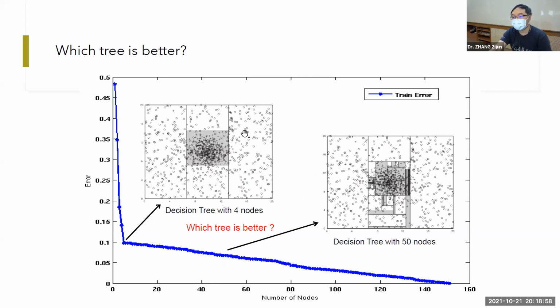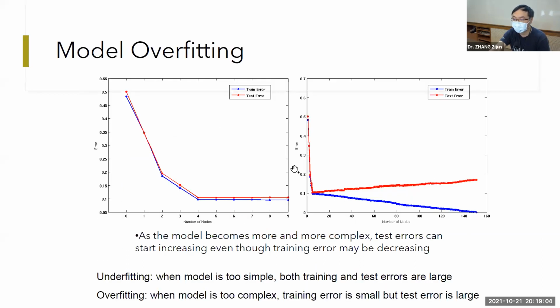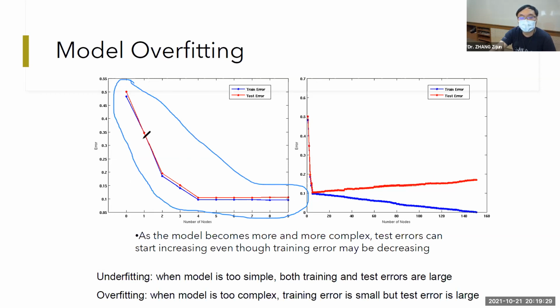And which tree is better, a small tree or a more complicated tree? To determine which tree is better, we have to use two types of errors, training error and test error. So if we have a tree after growing the number of nodes have such kind of results, the training error close to the test error, and this tree model, we say it is with a high quality. That means its performance is consistent.